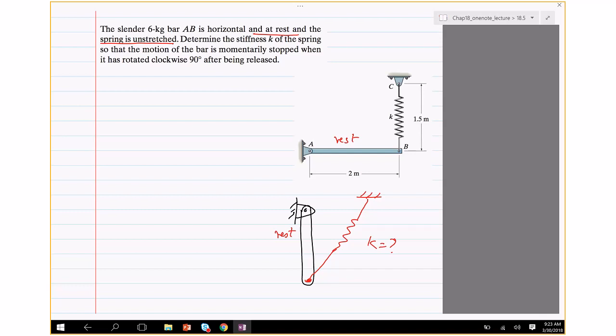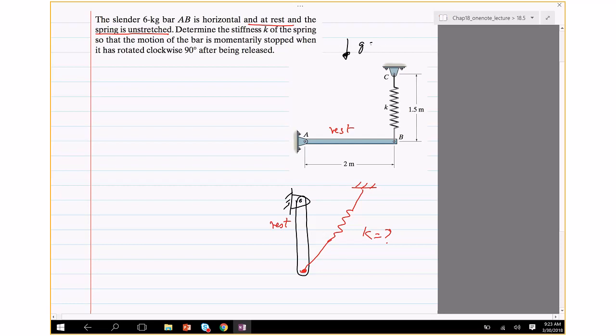Since there are only springs and gravity involved, we are better off using conservation of energy. There are no non-conservative forces here. You could also solve this using statics, or maybe not. How would you solve this without using conservation of energy?